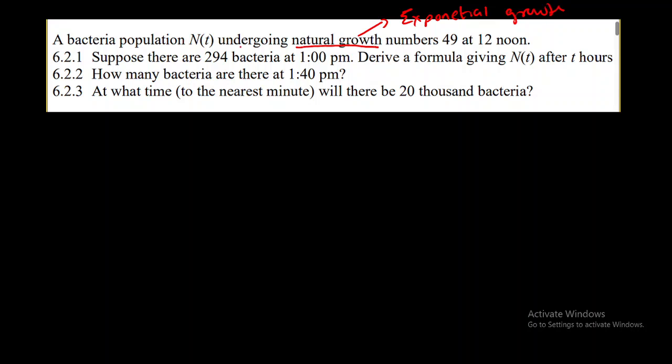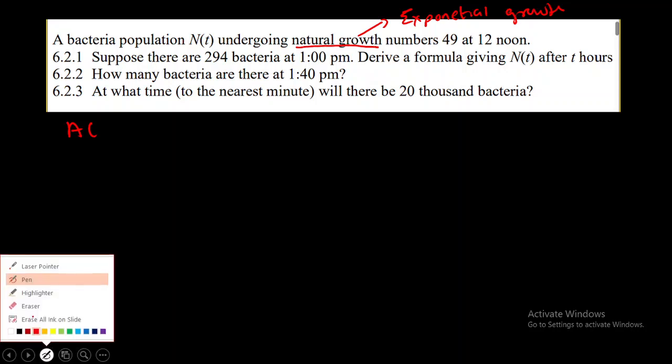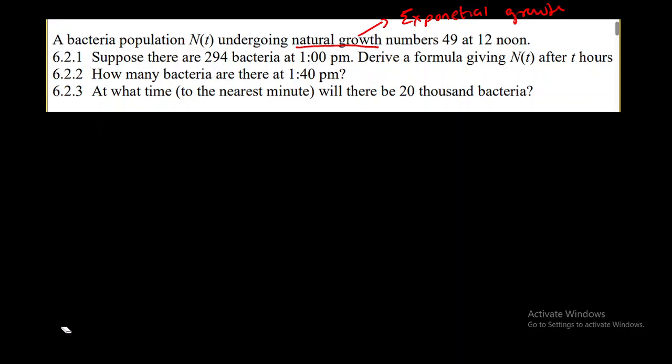Bacteria population N of T undergo natural growth numbers 49 at 12 noon. So the initial statement is that the bacteria population N of T undergoes a natural growth numbers 49 at noon. It means for your initial condition, N of 0 is equal to what? N of 0 is equal to 49.